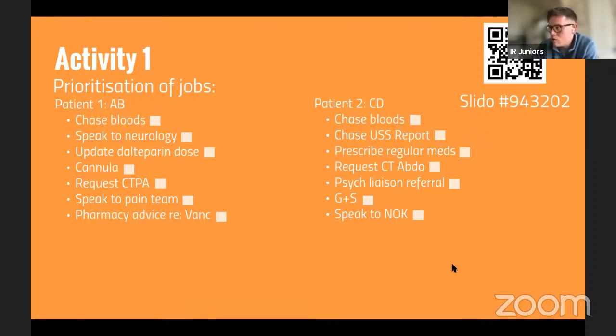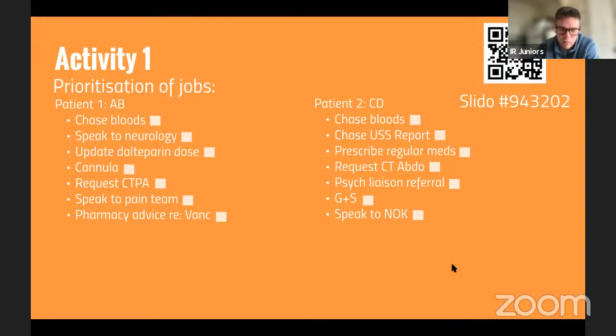And I think people are going along with that, putting the CTPA and the CT abdomen quite high up in the prioritization there. Chasing bloods. Generally, if they're morning bloods that have been done before you go on ward round, they won't be back anyway until later in the afternoon, unless they're urgent ones. Pre-op group and save is there as well. So if that patient is going to theater in the morning, that might be something you need to try and prioritize.